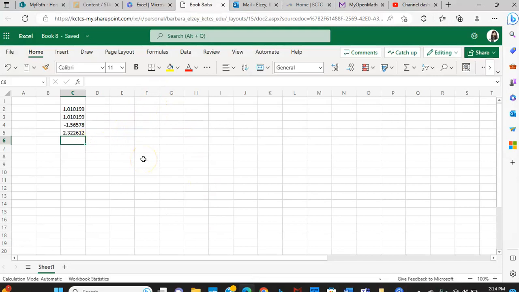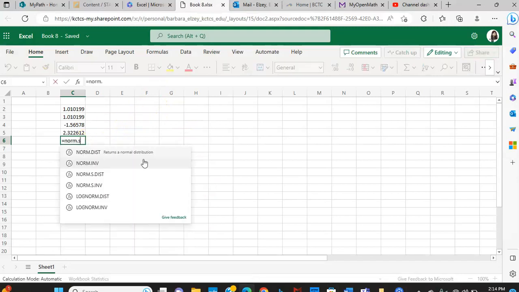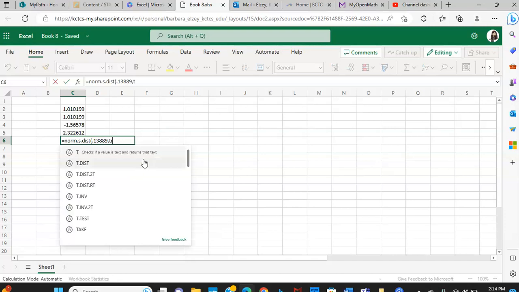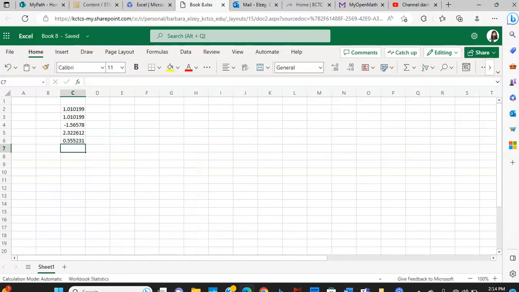And we're going to type equal norm.s.dist. And our z value is 0.13889. And we want to put true. And so it gives us a probability of 0.555231. All right, now that is the probability that we get something less than 1,007.